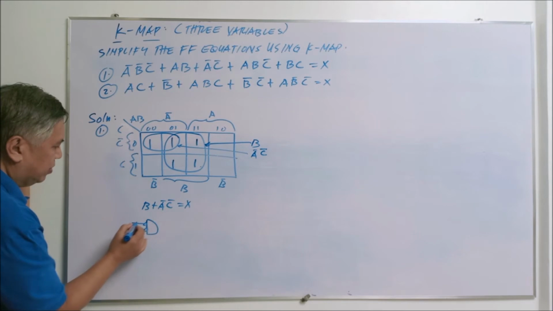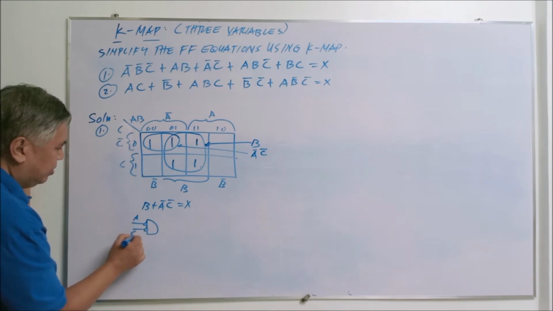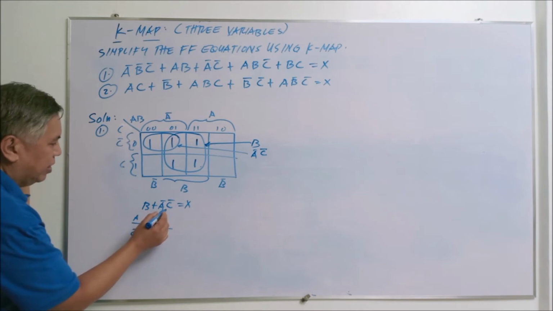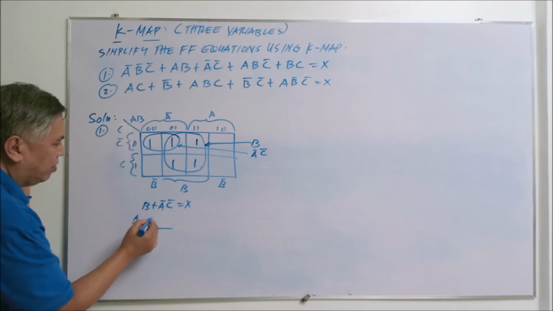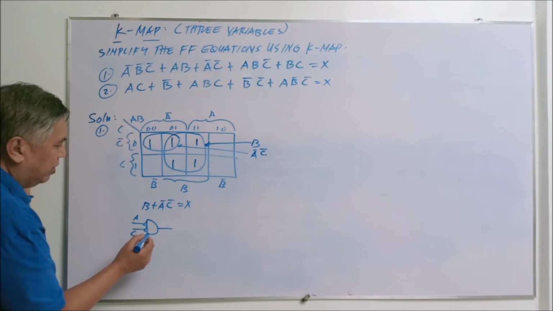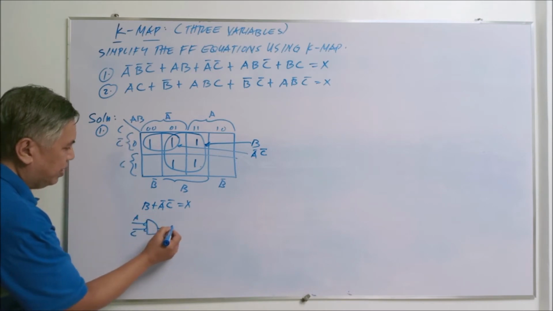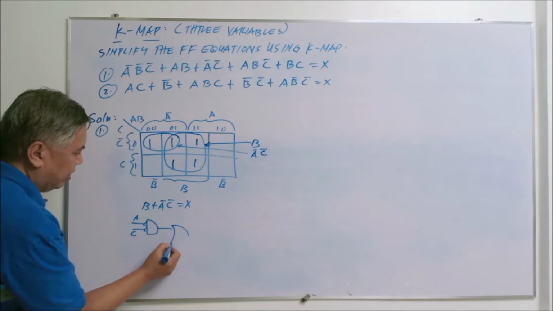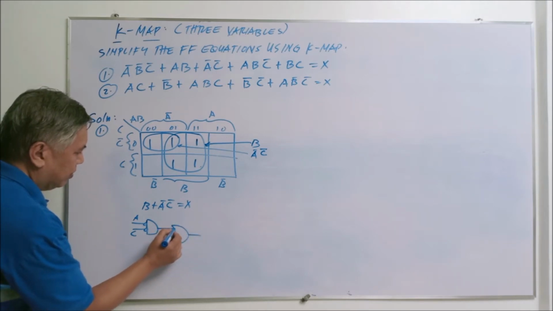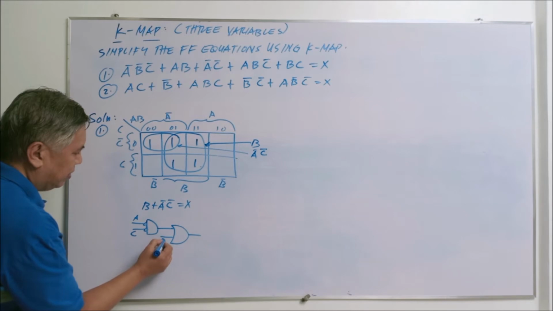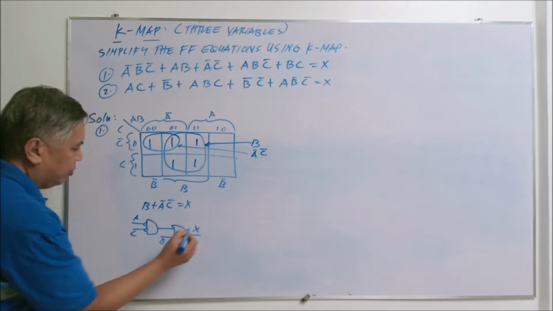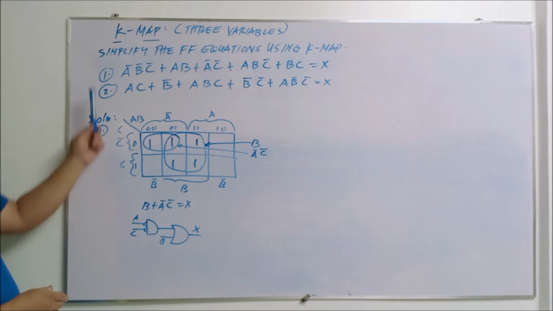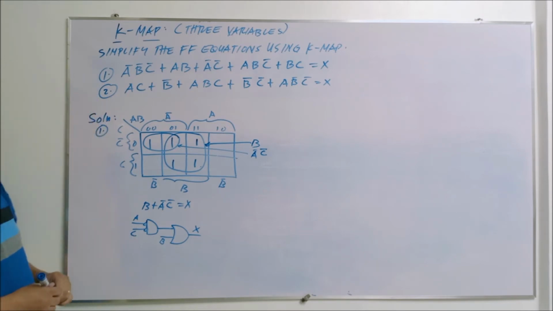This one. So you have A, C, and then you have B. It's the AND gate of A and C complement, and that is being ORed to B. So, OR gate. Then this is your B, so that the output here is X. Okay? So that is for this particular problem, number 1.